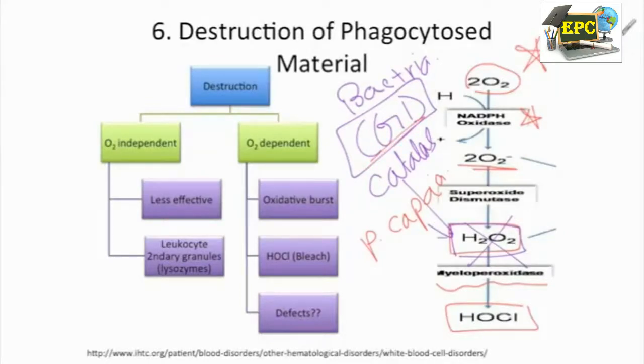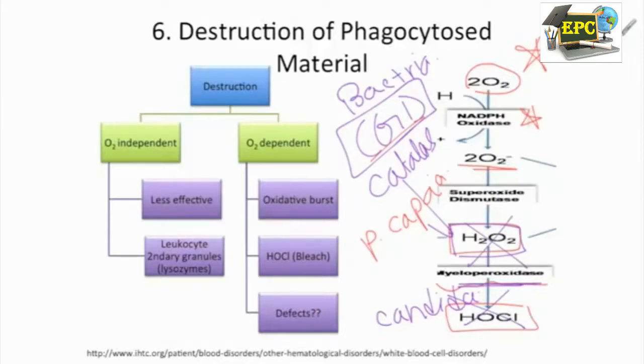Another disease that might happen is when you have a deficiency of the myeloperoxidase. So when you have a deficiency of this enzyme, you will not be able to produce the bleach. And when you are not able to produce bleach, what are the signs and symptoms? So usually the patient is going to be asymptomatic. However, they will have increased risk of Candida species infections. So Candida infections are going to be in those type of patients. So this is for the oxygen-dependent pathway.